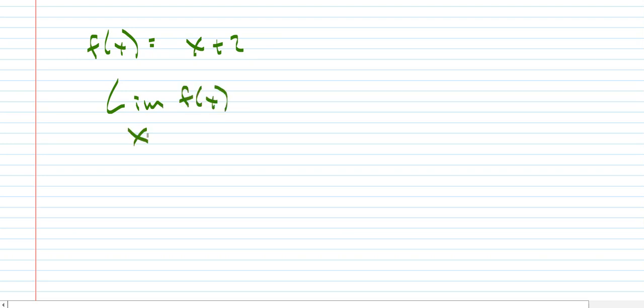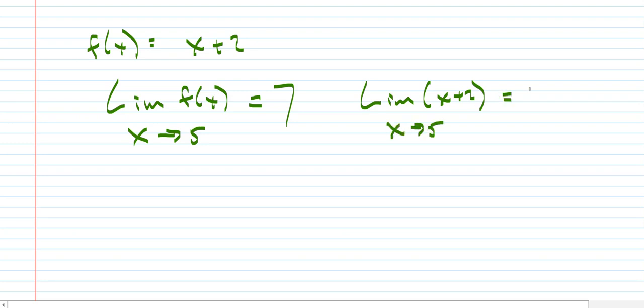So let's take a look at that. If we have our first function, f of x is equal to x plus 2, we can say that the limit of f of x as x approaches 5 is equal to 7. And that's what we just determined from the graph. And this is the notation that we use. Now we could also write it as the limit and actually put in the function there, x plus 2: the limit of x plus 2 as x approaches 5 is equal to 7.